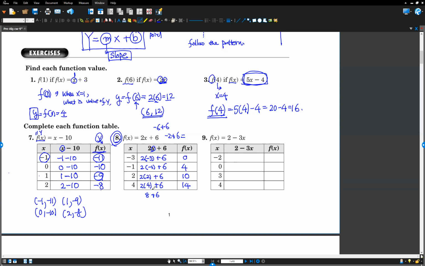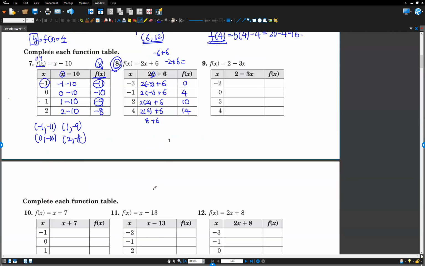Okay? The number 9 is the same thing. I'm not gonna do this one, okay? All right, now we just fill out the table. Using this table, we can make a graph.